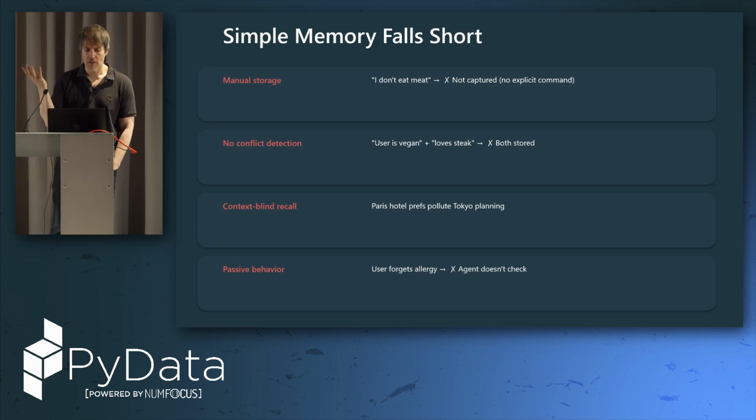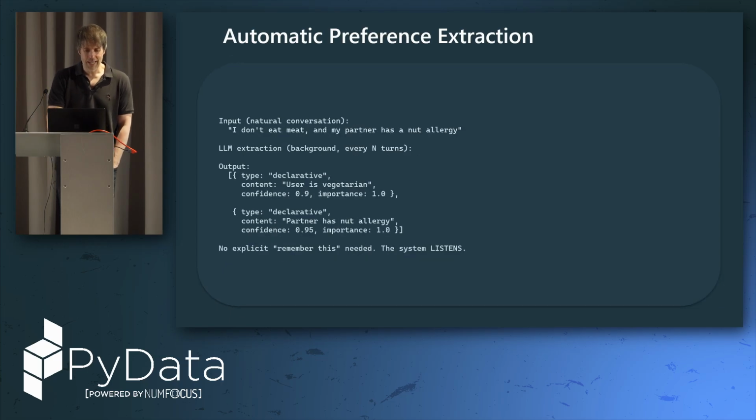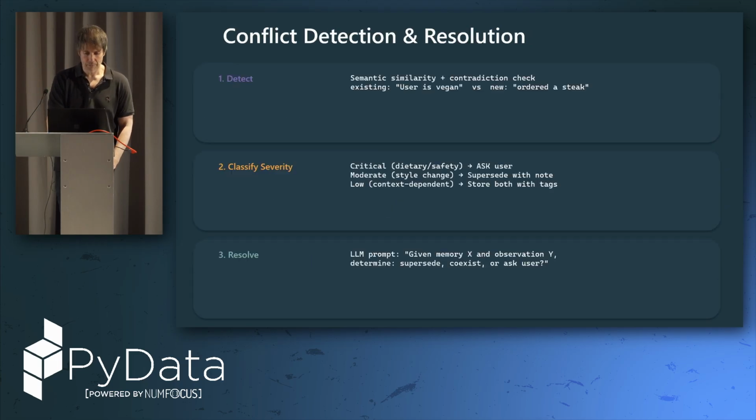And passive behavior: user forgets they have an allergy, the LLM doesn't guide them in the right direction, then the user drops dead because they ate some nuts or whatever. Obviously, these things are important. So this is why we do everything that we've been talking about, automatic preference extraction. Ultimately, what this should lead to is, again, input: "I don't eat meat and my partner has a nut allergy." LLM extraction happens, and we determine that there are some declarative facts that need to be used for the future. There's no explicit "remember this" needed, it's just the facts are there and they're going to be used in the memory recall process.